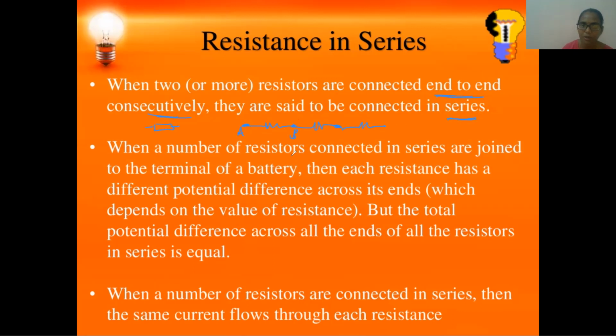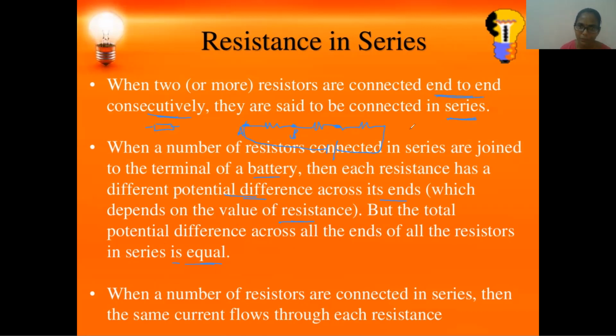When a number of resistors connected in series are joined to the terminals of a battery, all of them are connected to one battery. Then each resistor has a different potential difference. The potential difference across each resistor depends on the value of its resistance. But the total potential difference across all the resistors in series is equal to the supply.